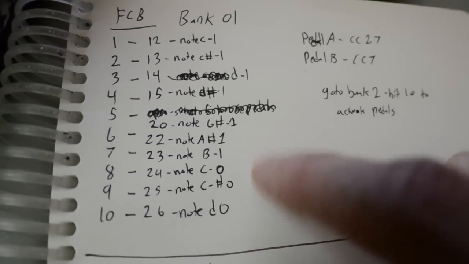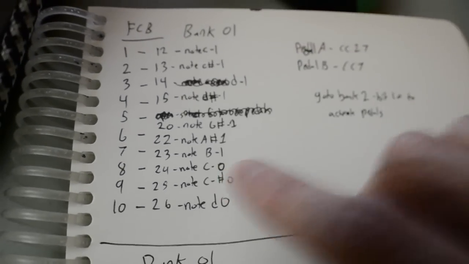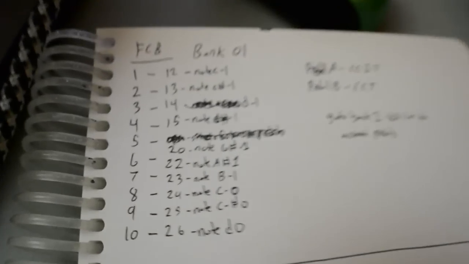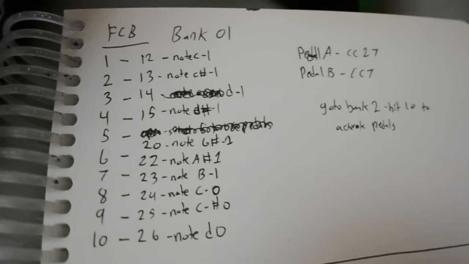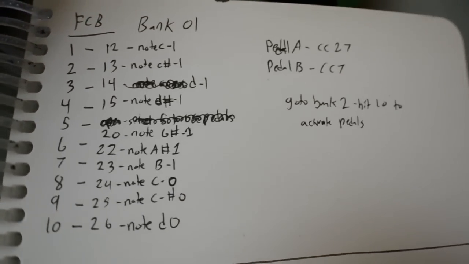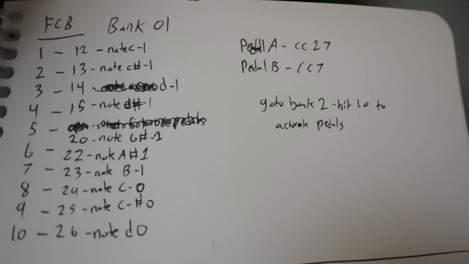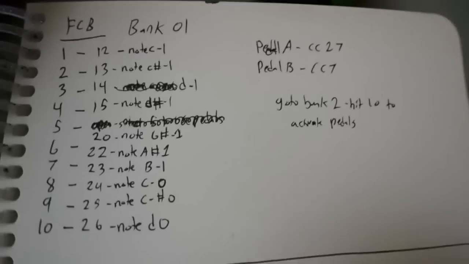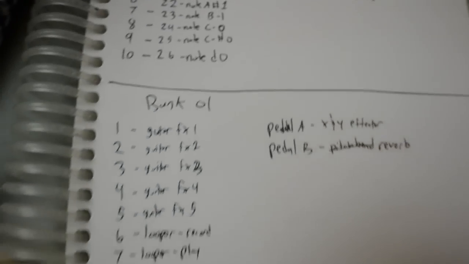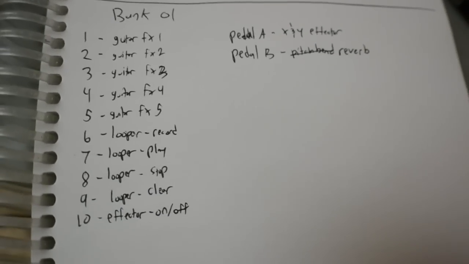I was, for whatever reason, finding a conflict in the commands the other way I had it. It might have been a different issue, but I ended up here, and I'm happy with it. Pedal A and B, CC 27 and 7. A little bit different from the rest of these, but not a big deal. And I wrote down what commands each one do.